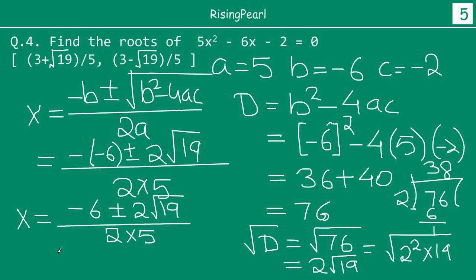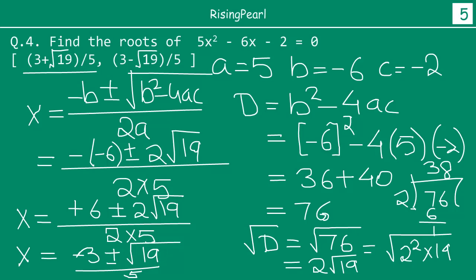So what you will be left with is, this will actually be minus 3, right? Actually I should say minus times minus is plus, so this should be plus. So now if you take 2 out from the numerator, you will get 3 plus minus square root 19, and if you cancel 2 out, you will be left with 5. And these are the two values that you have, 3 plus square root 19 by 5, and 3 minus square root 19 by 5. So the two roots are 3 plus minus square root 19 by 5.